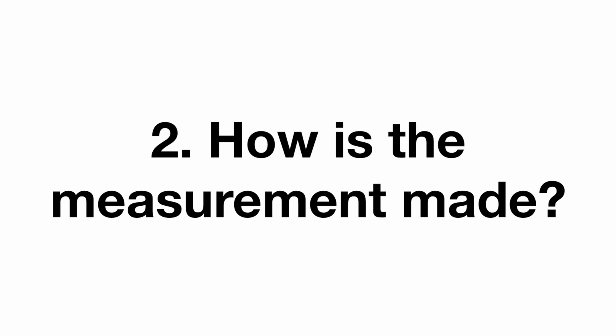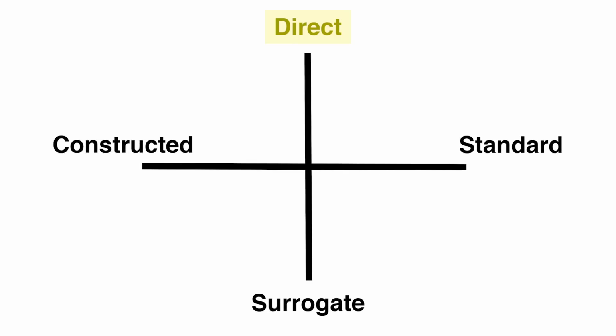As mentioned in the first testing video, we need to answer the second question: how is the measurement made? There are two dimensions across which we can categorize tests. Understanding these two categories helps teams to determine the details that need to be discussed and finalized before testing begins. These two dimensions are direct versus surrogate and standard versus constructed.